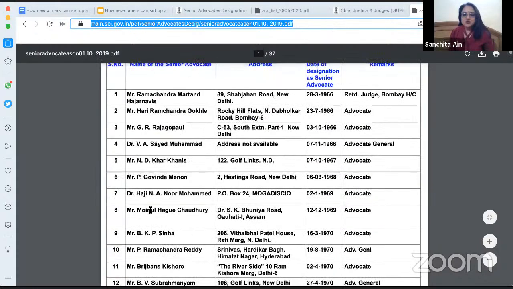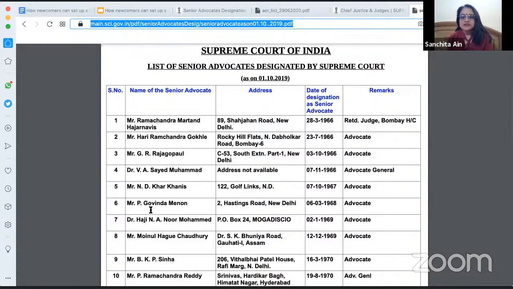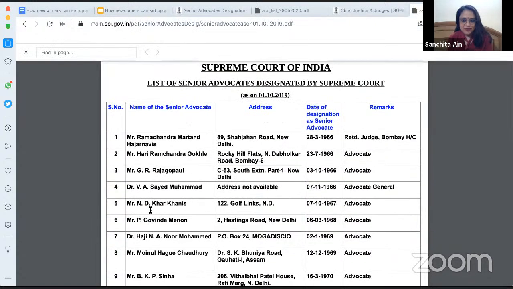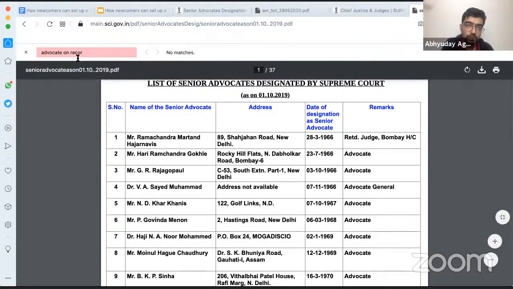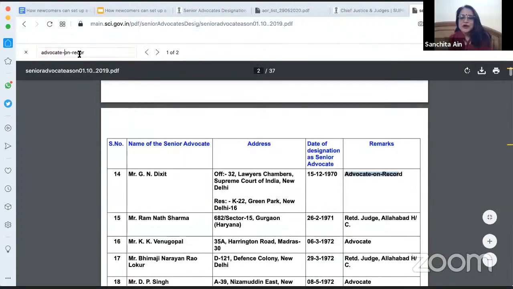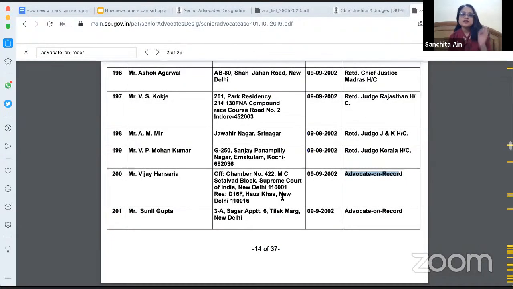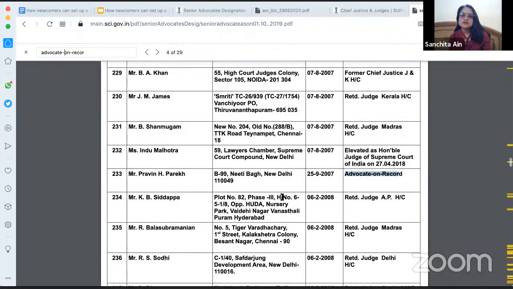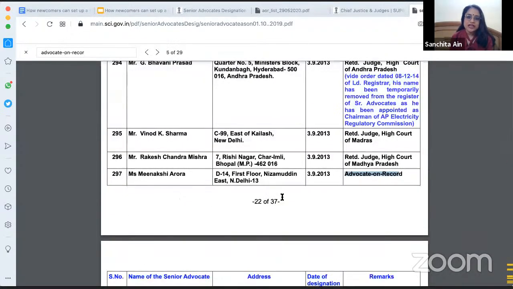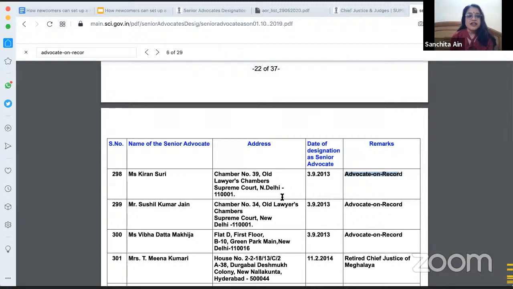So if you can do Control F, advocate on record. So in the remarks, you'll see it has to be hyphenated. Yeah. So there are 29 advocates on record in this list of 416 people, right? 29 advocates on record. Rest are, and just do advocate.